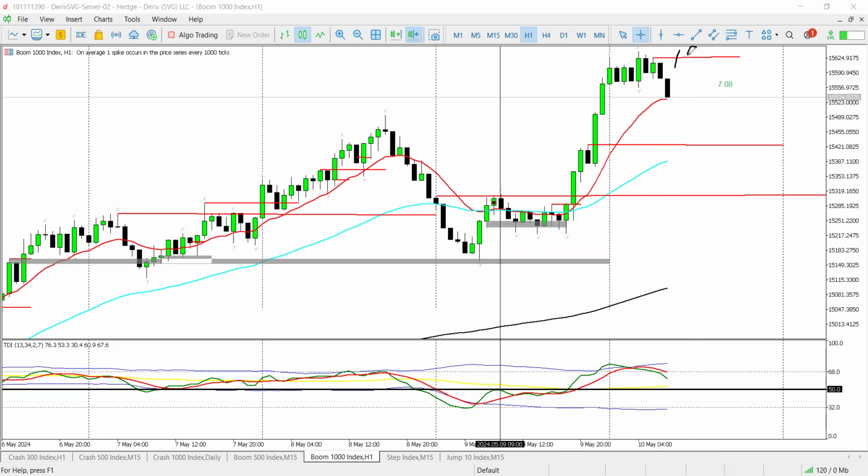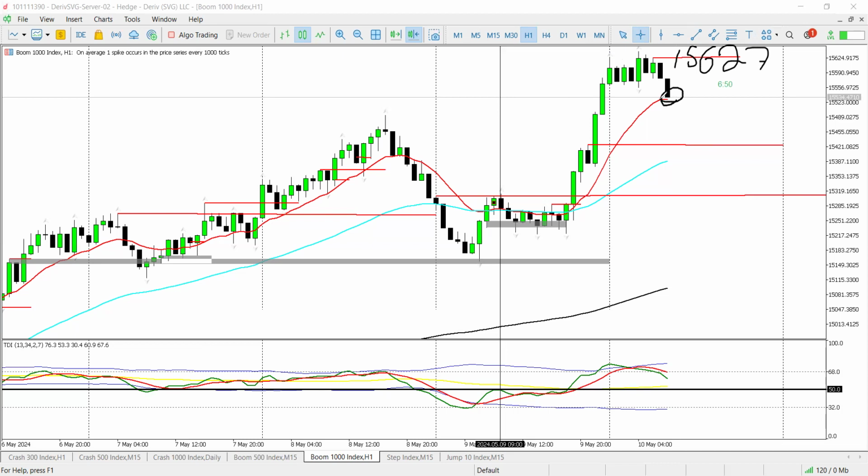As soon as we break this level here, that's an order block on the H1, 15,627. If we can break this level here, I can consider buys in line with the daily bias which we have.